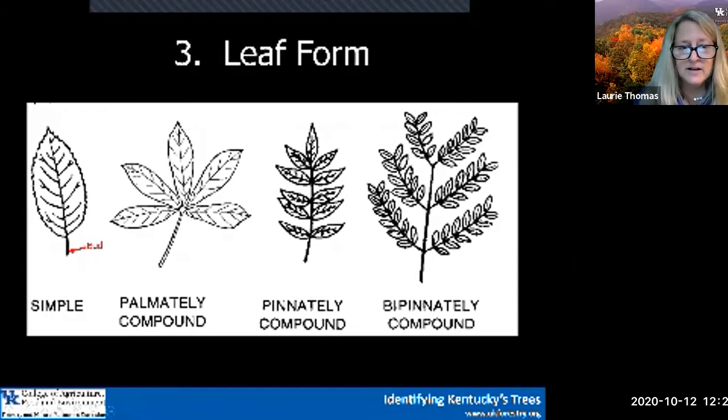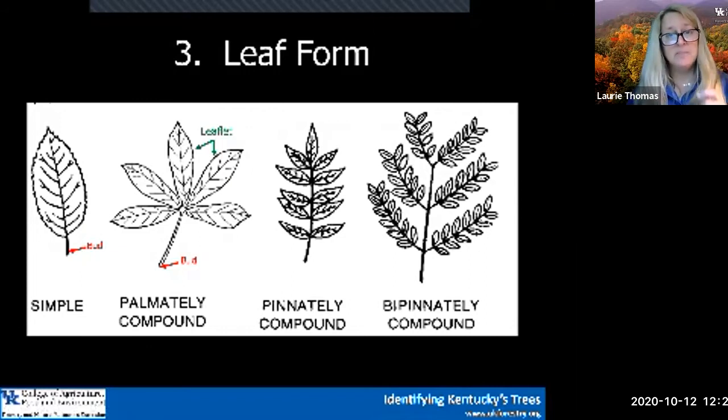So you keep moving down the stem and you find that the bud is down here. So what you actually have is a compound, in this instance, a palmately compound leaf made up of five leaflets. So this whole thing collectively is known as a leaf. And these are the leaflets because there are not buds at the base of a leaflet. The bud is at the base of the leaf. So buds are very important for leaf form.